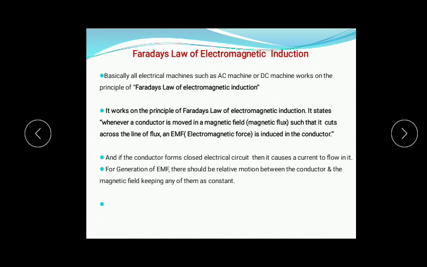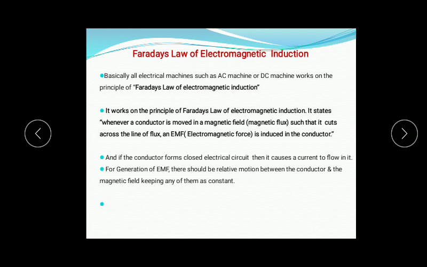Therefore, for generation of EMF, there should be a relative motion between the conductor and the magnetic field, keeping any of them constant. So looking at the principle of Faraday's law of electromagnetic induction, there should be a relative motion between the conductor and the magnetic field, keeping any of them constant.